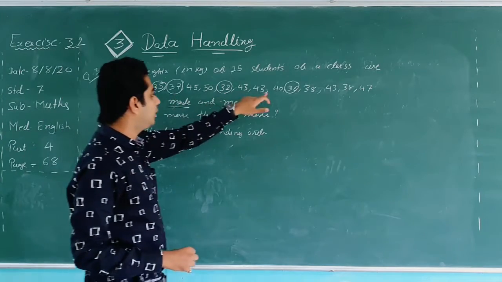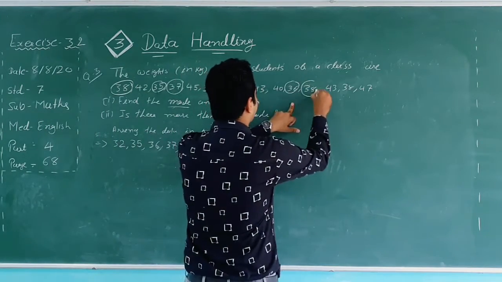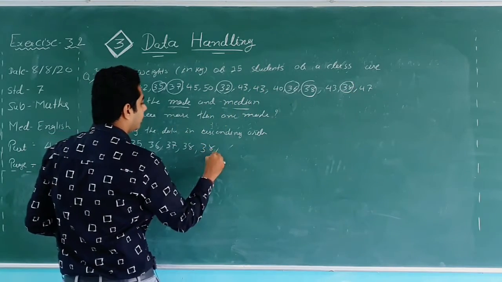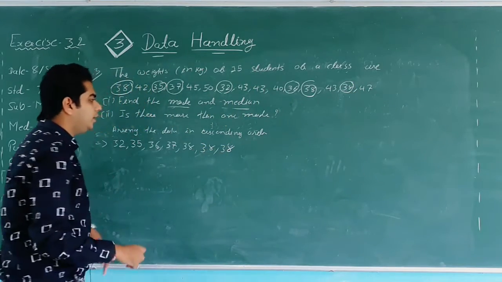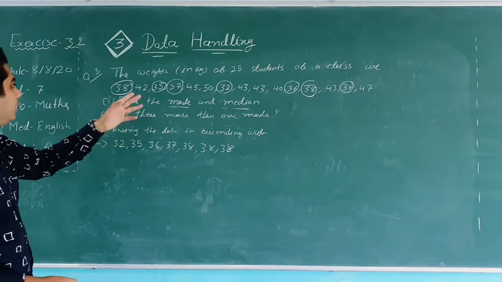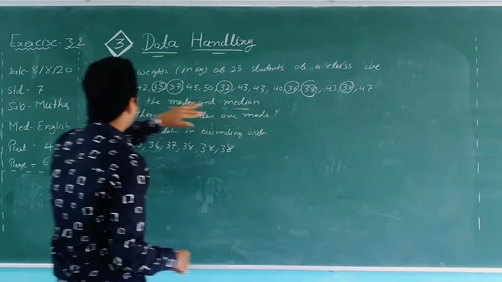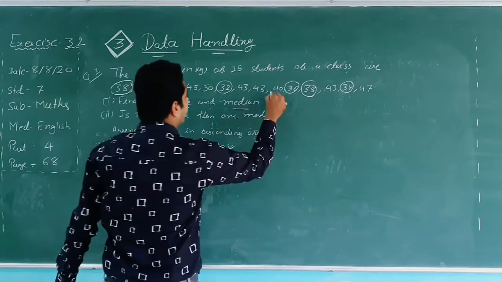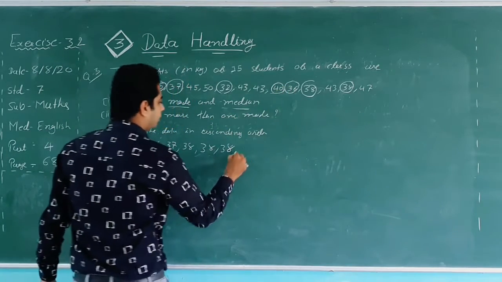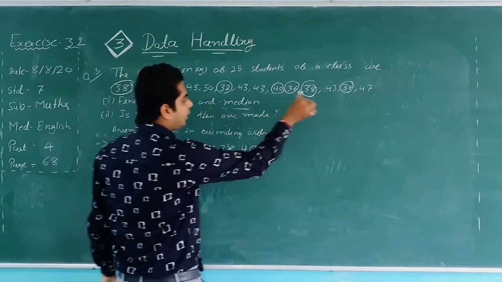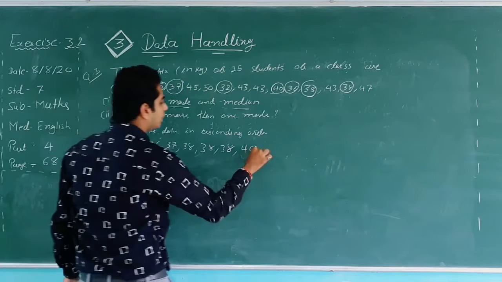Now another 38, can you see? Yes, here and here. So take these 38s. Now 38 is repeating 3 times. Now after 38, 39. Can you see 39 in the data? No. So after 39, 40. 40, yes, 40 is here. So took the 40. See any other 40 in there? No, only one 40 is there. So it's repeating one time.